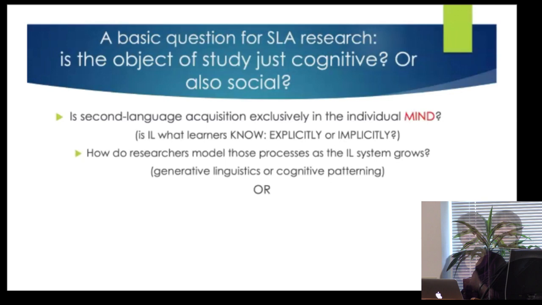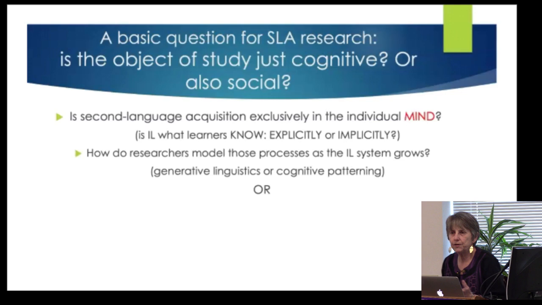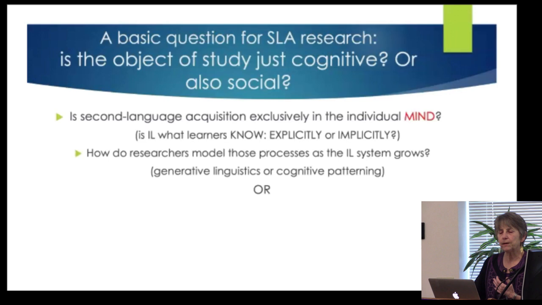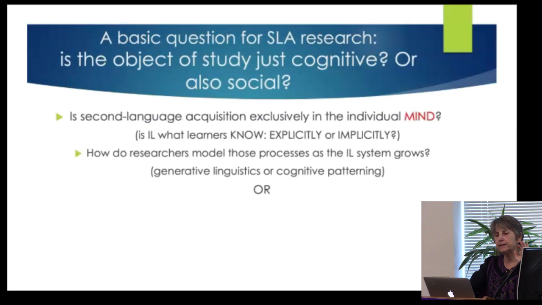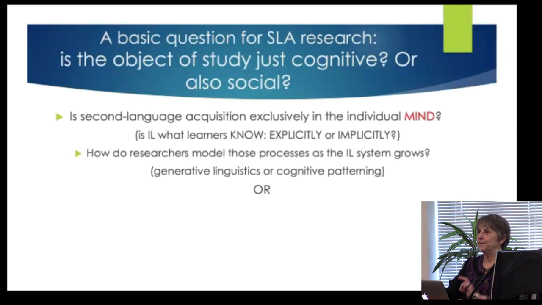A basic question for second language acquisition research, which is research on the way human beings acquire a language after they've acquired their first language at home, when they add another language, is this: when we study the way acquisition proceeds, is this just a cognitive focus, or is it a social topic as well? Nobody's saying it's only social, but the question is can we get by with just looking at the human mind, at the cognitive processes, or are we going to take into account social factors?